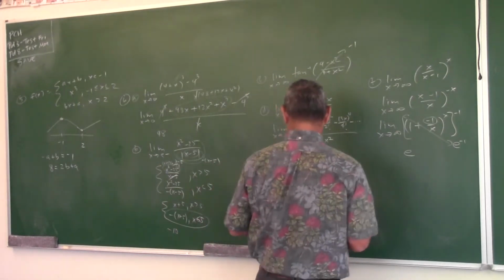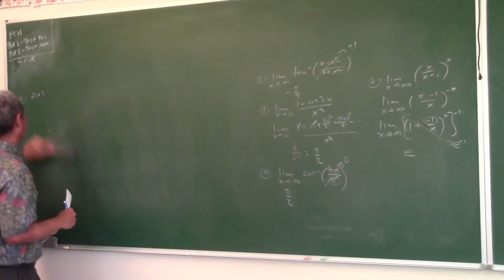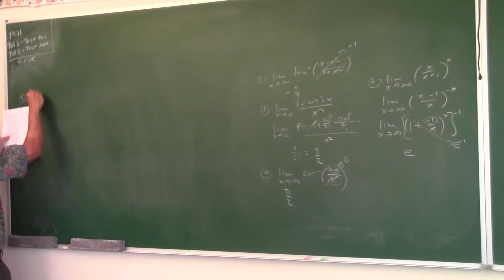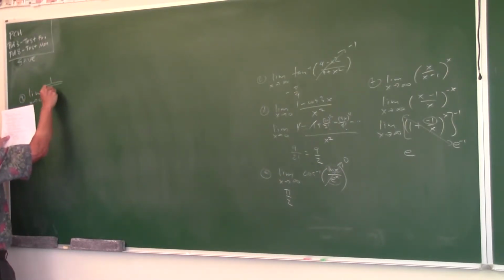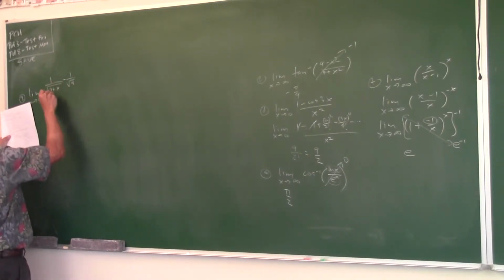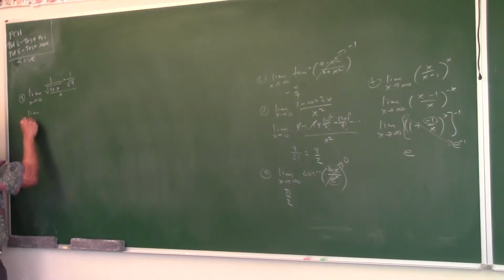G. Oh, we're going to need room. Let's go over here. Limit as x approaches 0 of (1 over the square root of 4 plus x, minus 1 over the square root of 4), all over x. Well, if you plug in 0 for x, you get 0 over 0. So we need to simplify this.